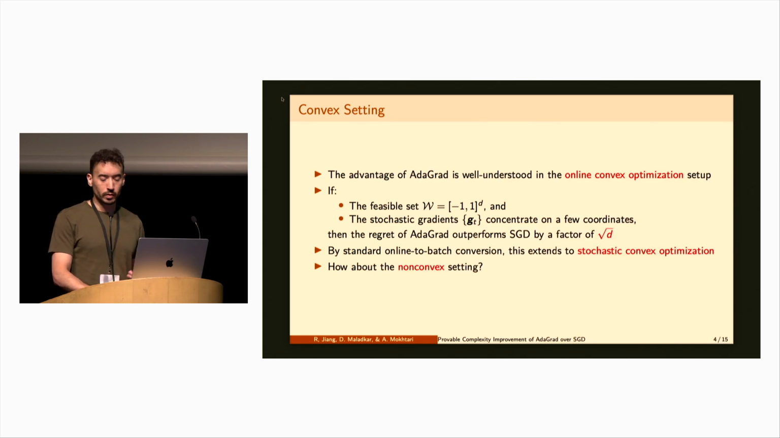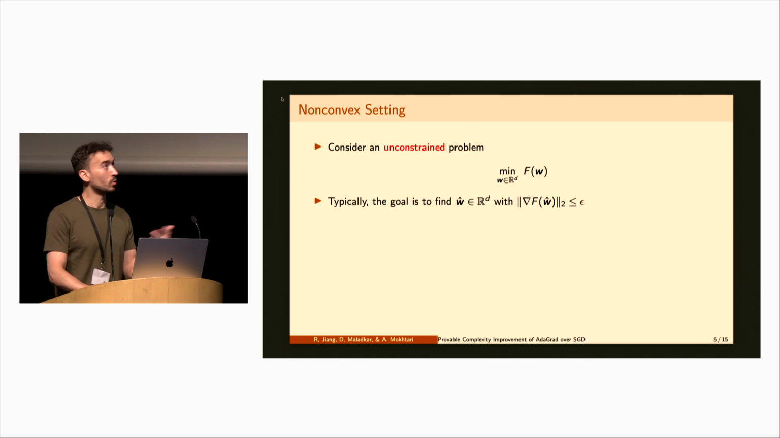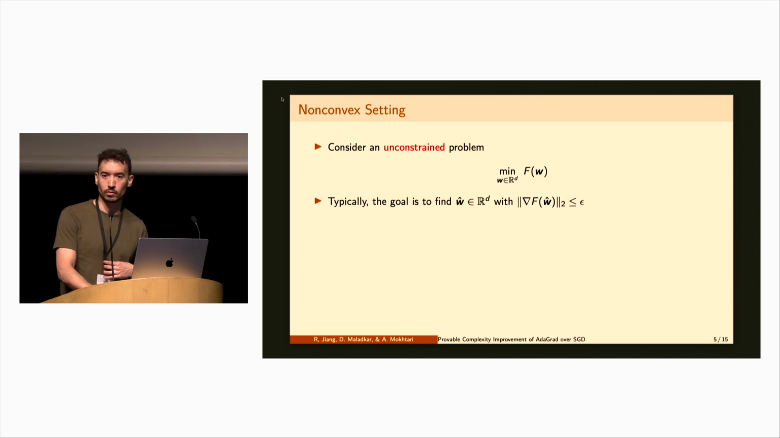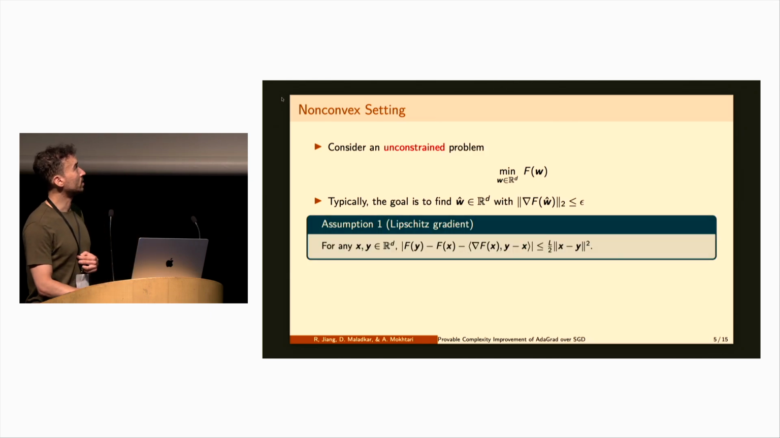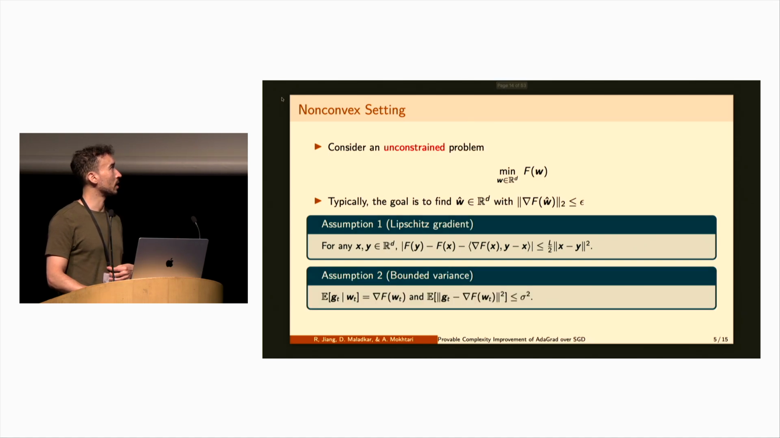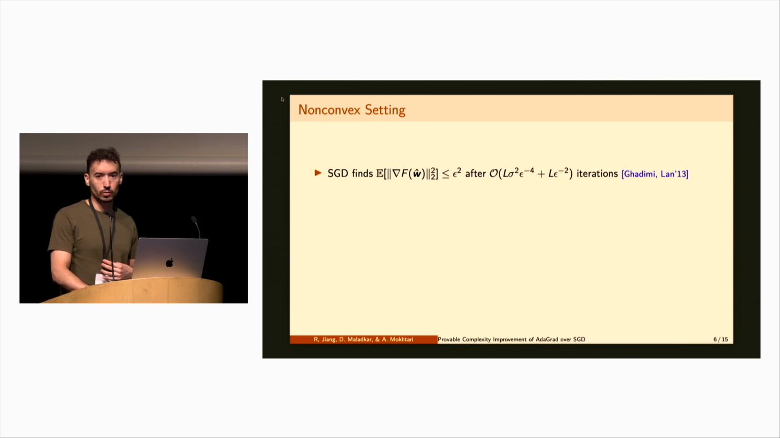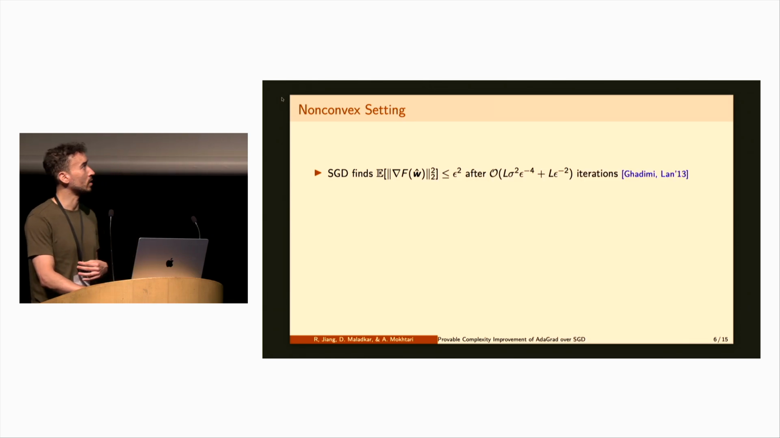Now, what about the non-convex case? This is much less understood. In the non-convex case, typically you're after some stationary point, so you want to find some w hat such that the norm of the gradient of the function is less than epsilon. The typical assumption in this setting is a Lipschitz assumption on the gradients, and that the gradients are unbiased and have a certain variance sigma squared. In this setting, we know what the rate is for SGD. It scales with 1 over epsilon to the 4 times the noise, and then 1 over epsilon squared.